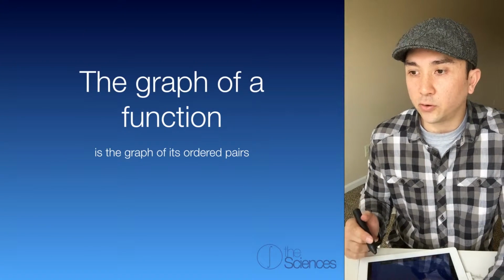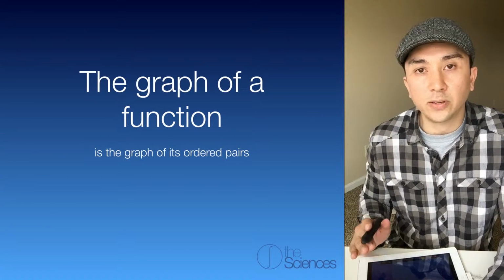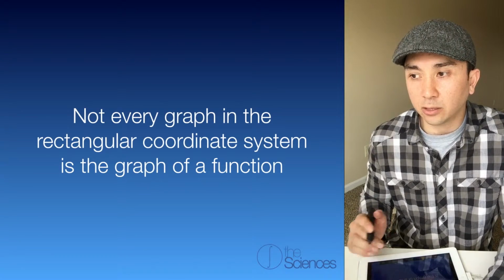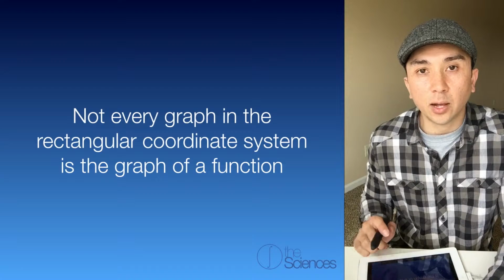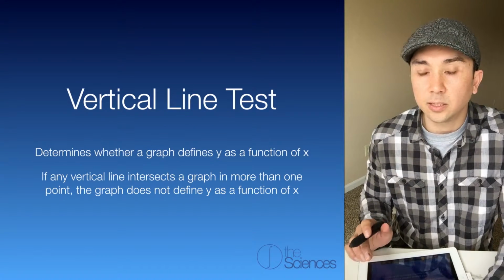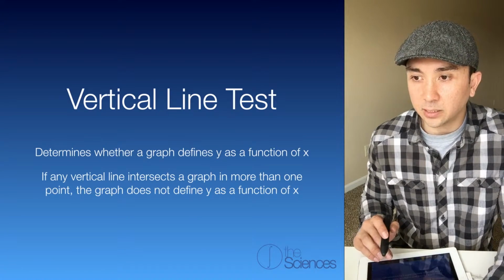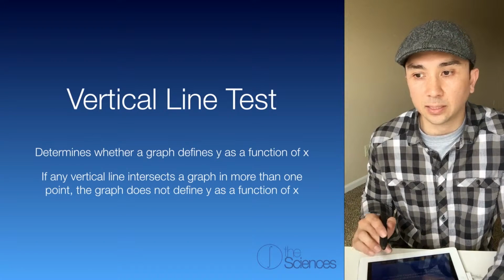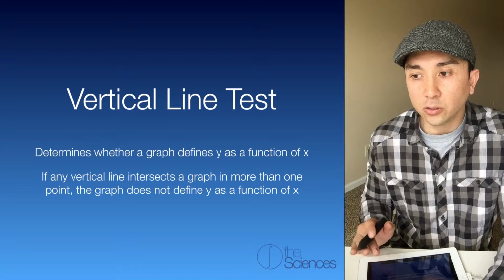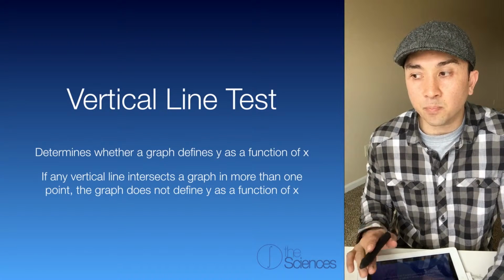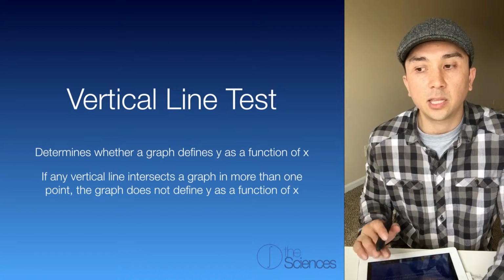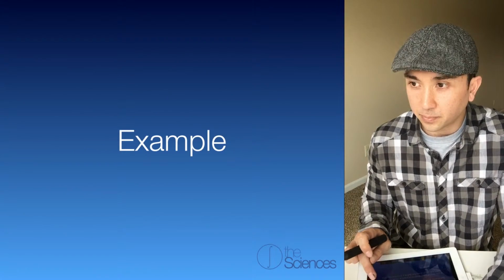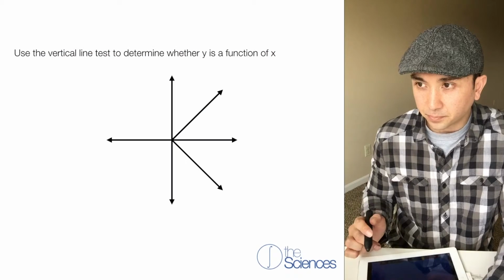Now the graph of a function is the graph of its ordered pairs. Not every graph in the rectangular coordinate system is the graph of a function. We use the vertical line test to determine whether a graph defines y as a function of x. If any vertical line intersects a graph in more than one point, the graph does not define y as a function of x. So let's do an example.